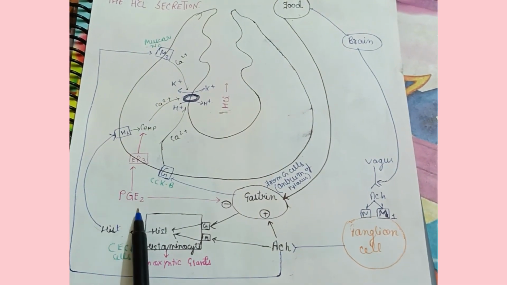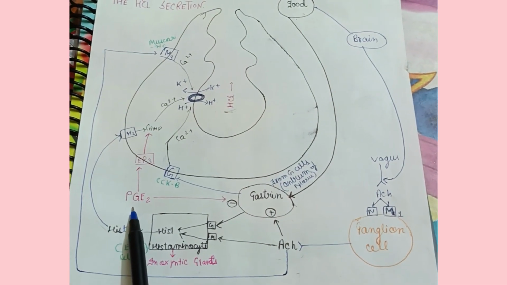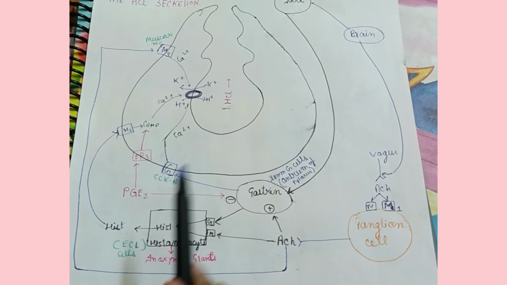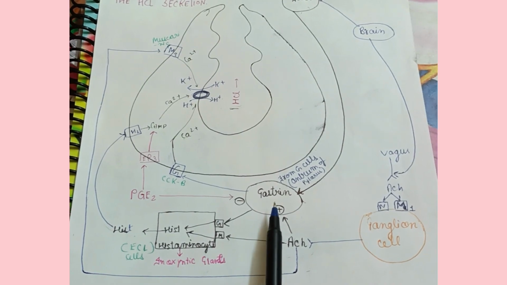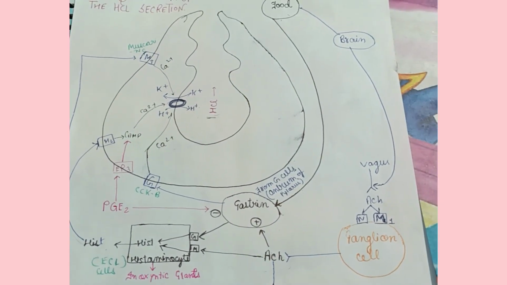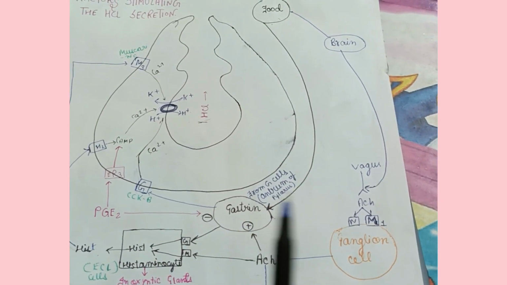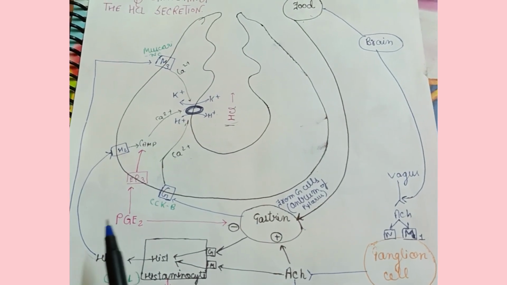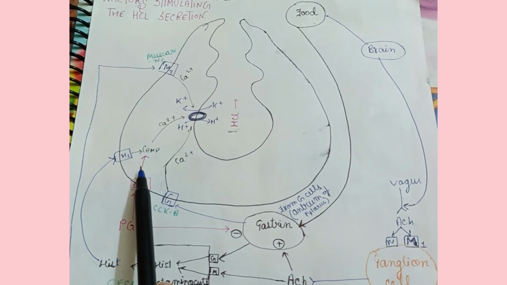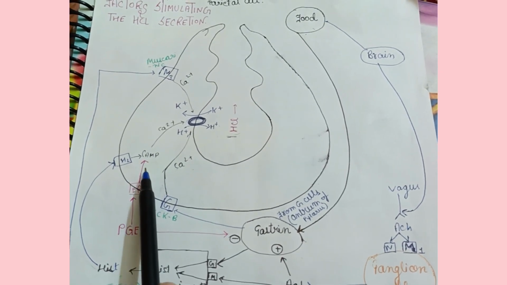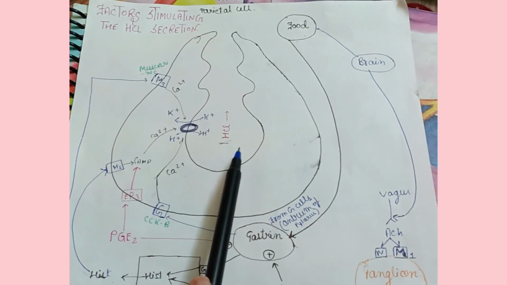This is prostaglandin, and the function of prostaglandin is to reduce the secretion of HCl. Prostaglandin acts on G cells and reduces the secretion of gastrin, which in turn reduces the formation of HCl. Prostaglandins could also act directly on the parietal cells through its receptor, and it inhibits the cAMP generation, which reduces the formation of HCl.